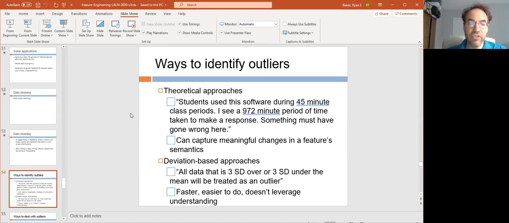Another way to do this is deviation-based approaches. All data that's three standard deviations over or three standard deviations under the mean, we treat as an outlier. This is faster and easier to do, but it doesn't leverage understanding. There might be a legitimate reason why some people are three standard deviations over the mean. Also, if your data is bimodal, then the mean doesn't mean very much. Shoe size in human adults, I believe, is bimodal because men and women have such different shoe sizes that there are two peaks. So this deviation-based approach makes more sense when your data really fits a bell curve, and a lot of data in the world doesn't.